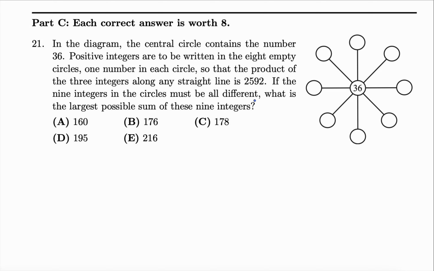Positive integers are to be written in the 8 empty circles, one number in each circle, so that the product of the 3 integers along any straight line is 2592. So for example, this number times this number times this number is 2592. And that's the same for every single straight line. If the 9 integers in the circles all must be different, what is the largest possible sum of these 9 integers? Largest possible sum, okay.